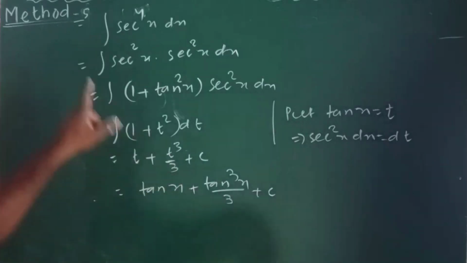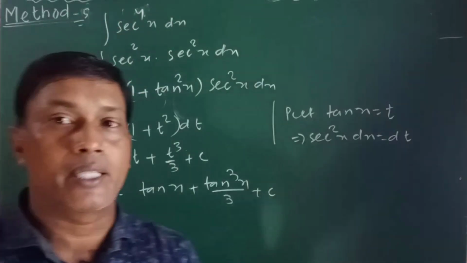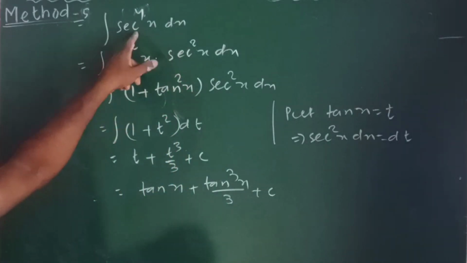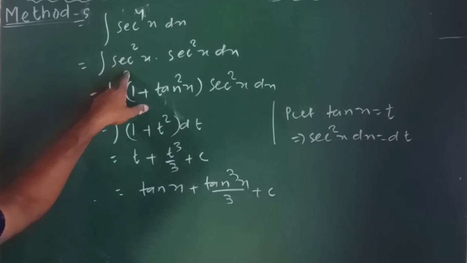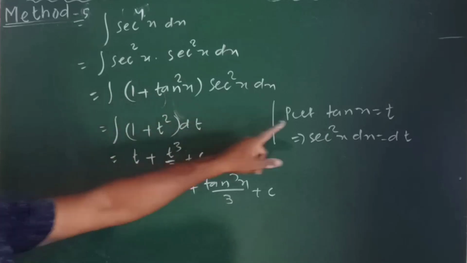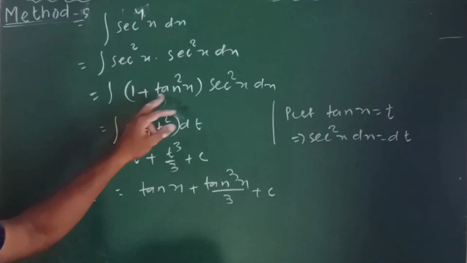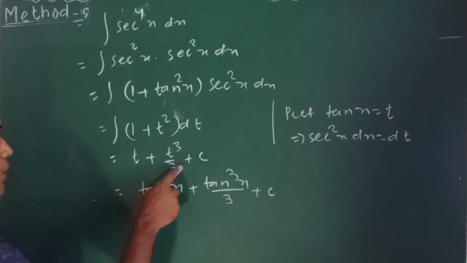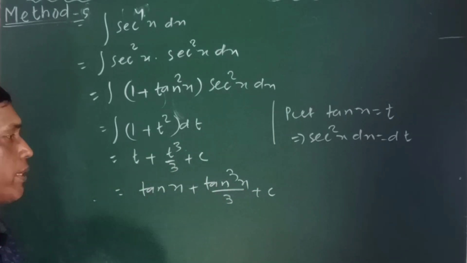Now one example: integrate sec to the 4 x dx. The power is 4, that means even. I have already said if the power of sec is even, simply separate sec square. That means after separating sec square, this can be written as sec square x into sec square x. Now I have to change this sec square into tan. I already know sec square x is equal to 1 plus tan square x, into sec square x dx. Now put tan x equal to t. So if tan x equal to t, then sec square x dx is equal to dt. So this is 1 plus t square into dt. Now integration of 1 is t, plus integration of t square is t cube by 3, plus c, and put t equal to tan x. The answer is tan x plus tan cube x by 3 plus c.